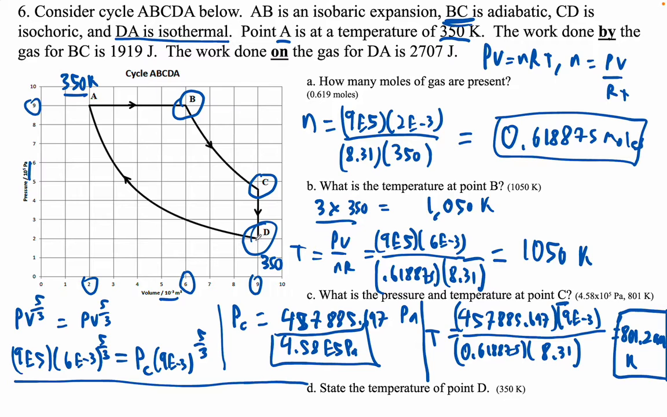Now just notice if they say show that this is isothermal, what you would do is just go PV equals PV, right? So here we have 9 and 2, that's 18. Here we've got 6 and 3, that's also 18. Here we've got 3 and 6, that's also 18. And here we have again 2 and 9, which multiplied by each other are all 18, right? So the temperature is 350, right? Because DA is isothermal.